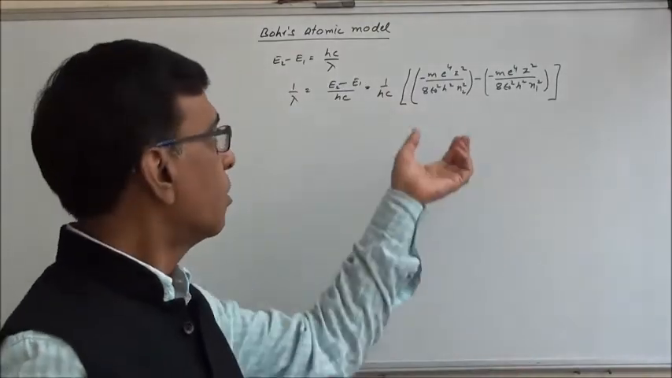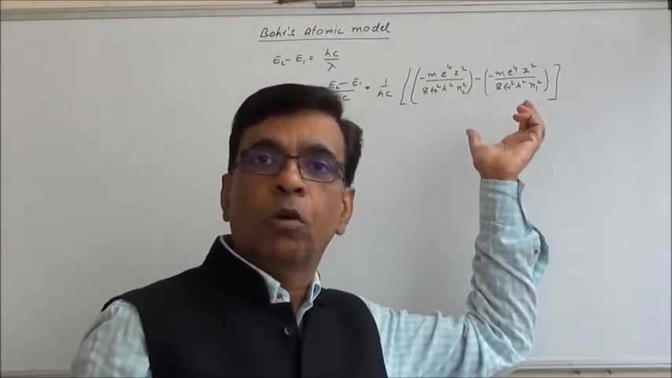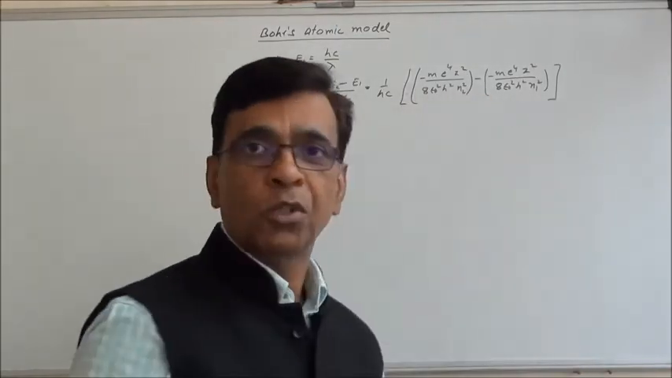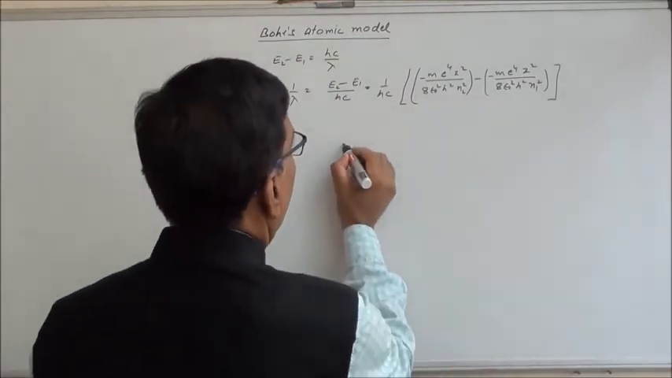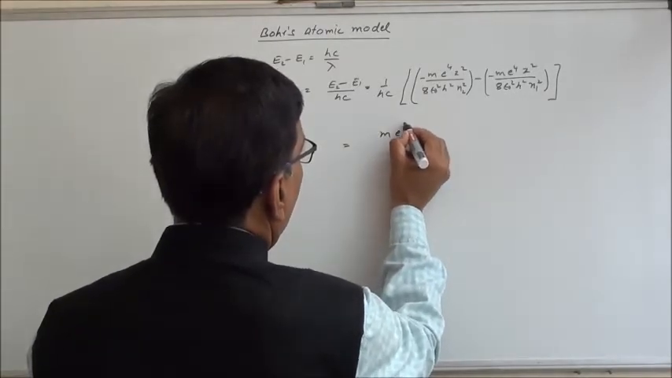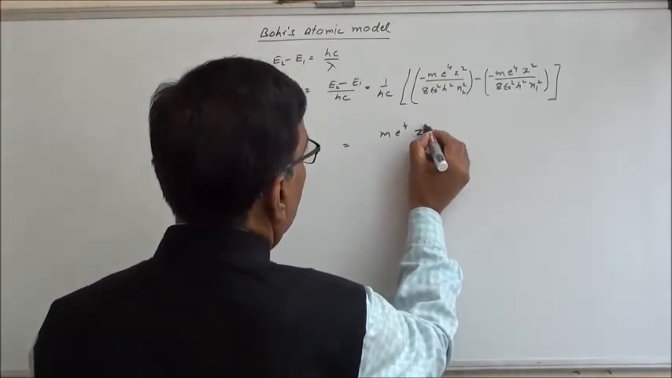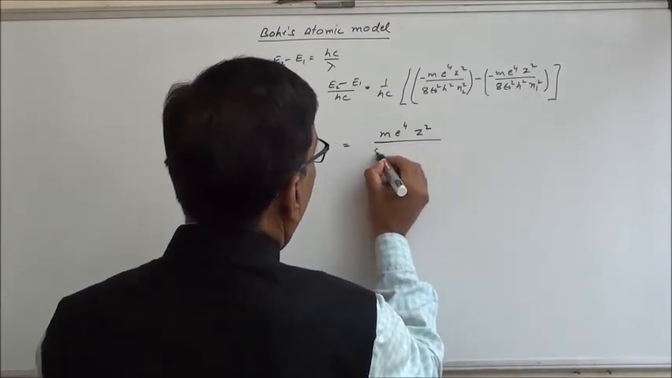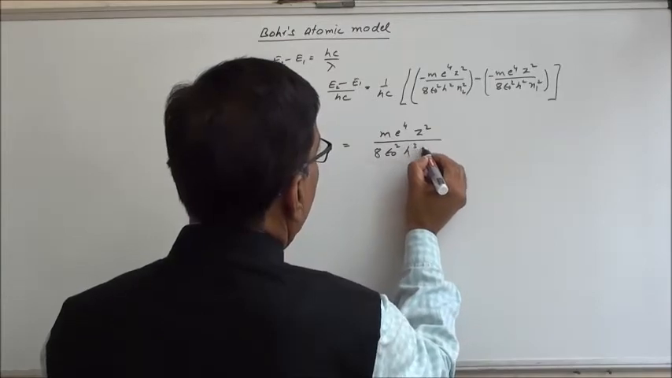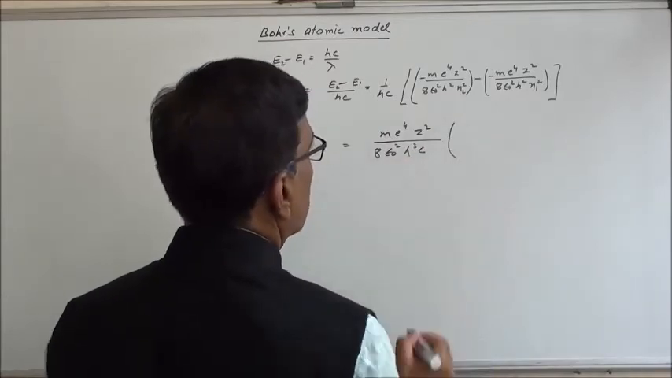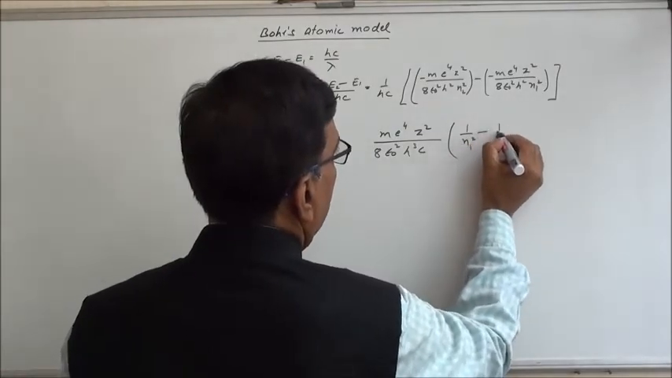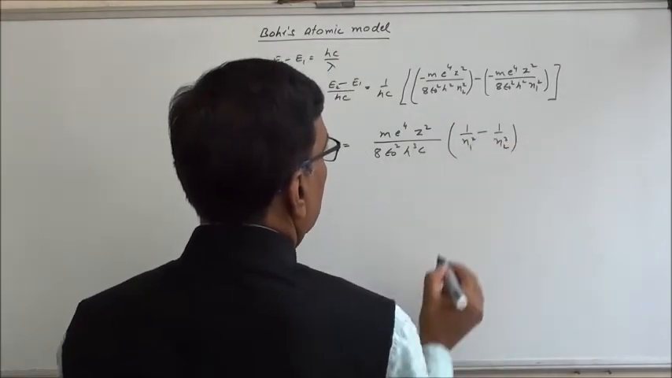Just substitution. The expression seems very complex and lengthy, but actually it's just a substitution work. I can take many things common out of it. So it is m e^4 Z square upon 8 epsilon naught square h cube c. This much is common, and here it remains only 1 upon n1 square minus 1 upon n2 square. That's it.